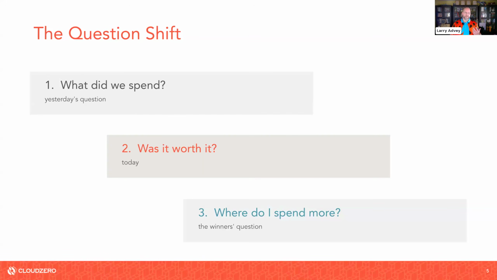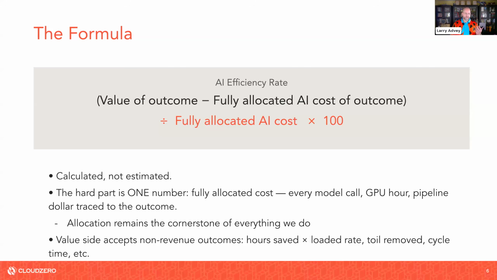And so there's this formula. It's relatively straightforward, I'll say, the efficiency rate of things. It's very basic, but easily understood financial formula. You have the value of outcome minus the fully allocated AI costs of outcomes, divided by that cost, times 100, and you get some percentage, right? It's a calculated item. That value in the upper left can be various different things. It can be revenue, but it could also be hours saved, total removed, cycle times, et cetera, et cetera. Standardizing on what makes sense and what actually moves the needle for you and your customers is the most important thing.